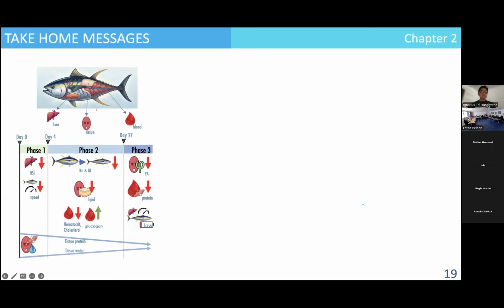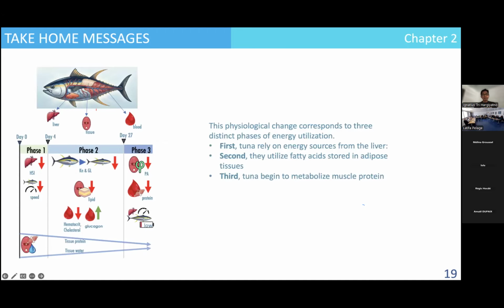For a summary of my results in the fasting experiment, from the group, we can characterize the pace of the development of the physiological condition of tuna. And there are 3 distinct phases of the energy utilization. The first is the tuna rely on the energy source from the liver. It's characterized by decreasing liver weight, the SSI, and at that time the speed also decreased.